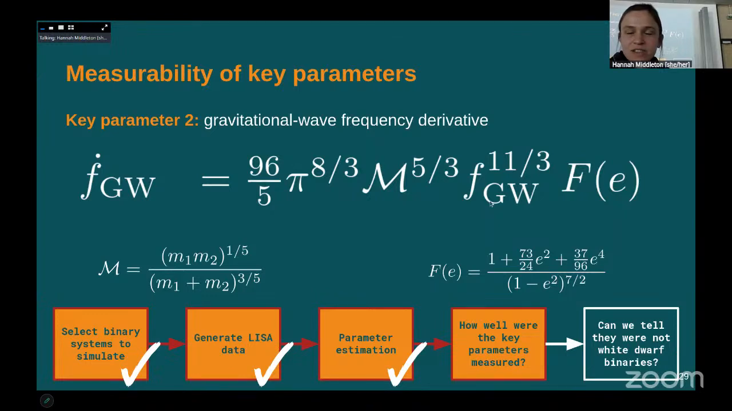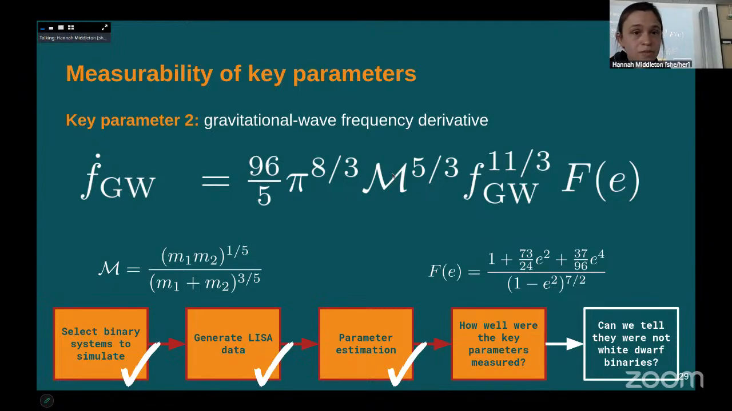The next parameter we're interested in is the frequency derivative of the gravitational wave. So this is shown here. So the frequency enters into this there, and also the chirp mass, which is what's important for us. So the chirp mass is this combination of the 2 mass parameters, M1 and M2, where as I said, M1 is always bigger than M2. And the eccentricity enters into it as well, with this equation here. So if we can measure the frequency derivative, we can try and get some constraint on the chirp mass.